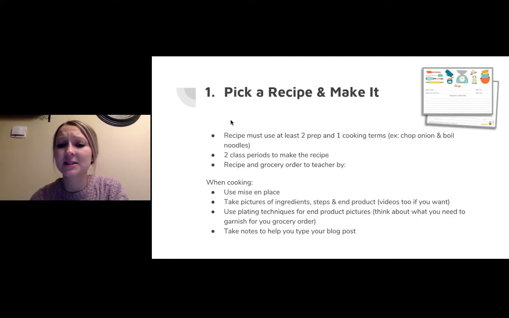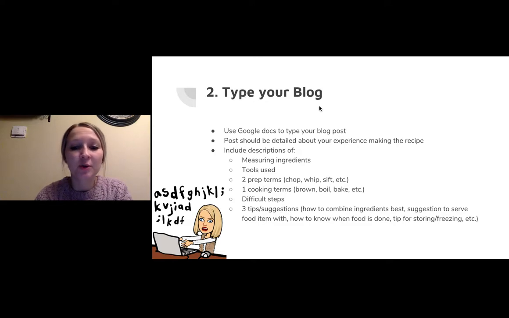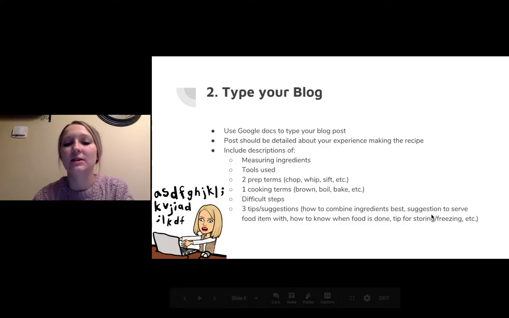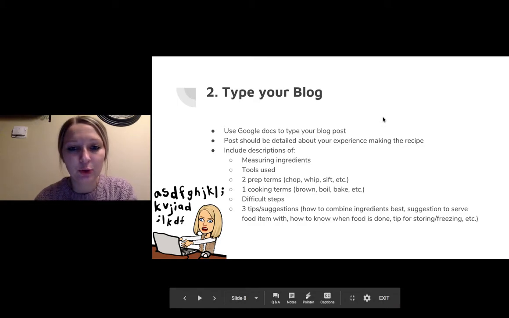So students pick a recipe and make it following these guidelines. They type up their blog. I have them do this in a Google Doc. That way, it's distraction free. They're just typing. They're not worrying about the creativity in the whole website quite yet. Just really focusing on these key elements that they need to include.